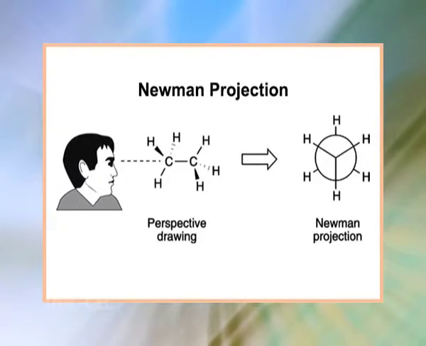Next is Newman projection. The Newman projection of the molecule is drawn by looking at the molecule directly in front of the carbon-carbon bond. The front carbon is drawn as a point and the back carbon as a circle. Each carbon has 3 bonds radiating from it and are separated by 120 degree angle.